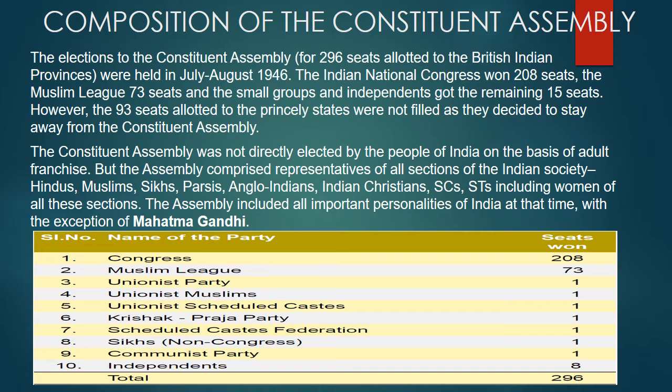But there was a representative of all sections of Indian society, like Hindu, Muslim, Sikhs, Parsi, Anglo-Indian, SC, ST, women's, all representation were present at that Constituent Assembly. The one important information here is the Constituent Assembly had every important member of that time excluding Mahatma Gandhi, because Mahatma Gandhi was not a part of that Constituent Assembly. So this might be a question.